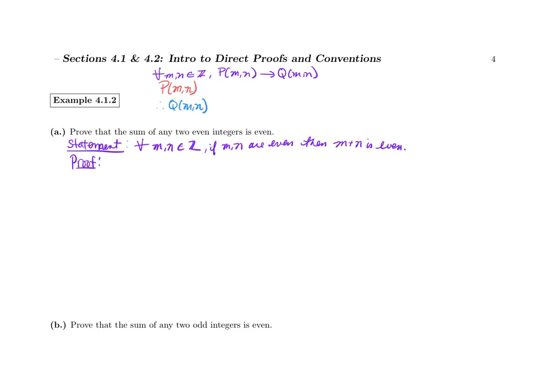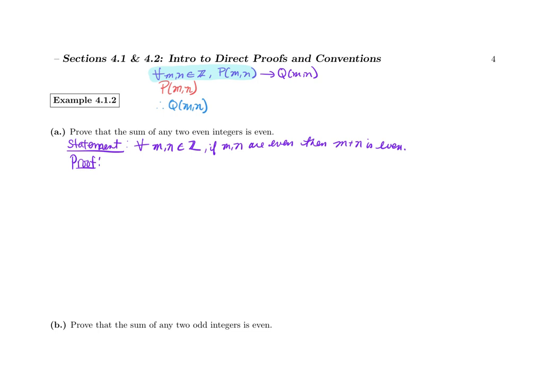So we said for all m and n in the set of integers, if m and n are even, then m plus n is even. So our proof says we get to suppose everything up through P of mn is true. In other words, we're going to suppose that P of mn is true for some particular but arbitrarily chosen values of m and n in the set of integers.